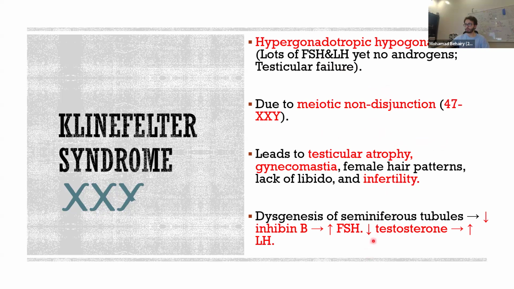Okay, let's start with this. Decreased testosterone will lead to increased LH. That's normal. Okay, what about the FSH? Why does the FSH increase as well?